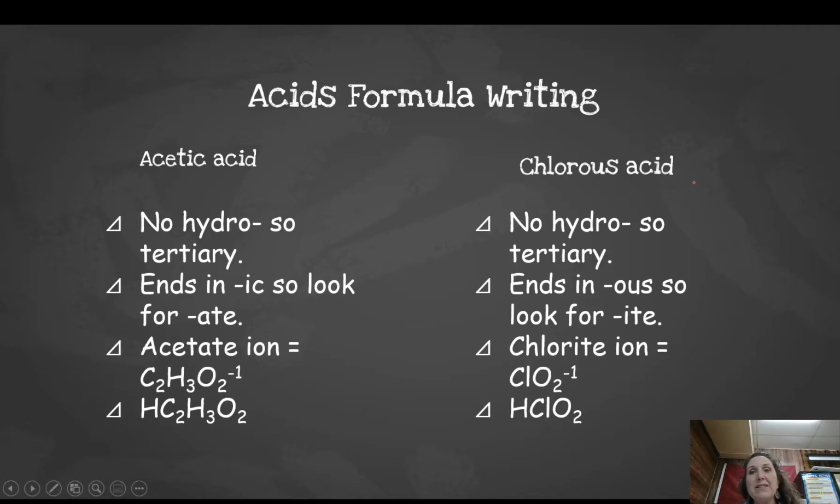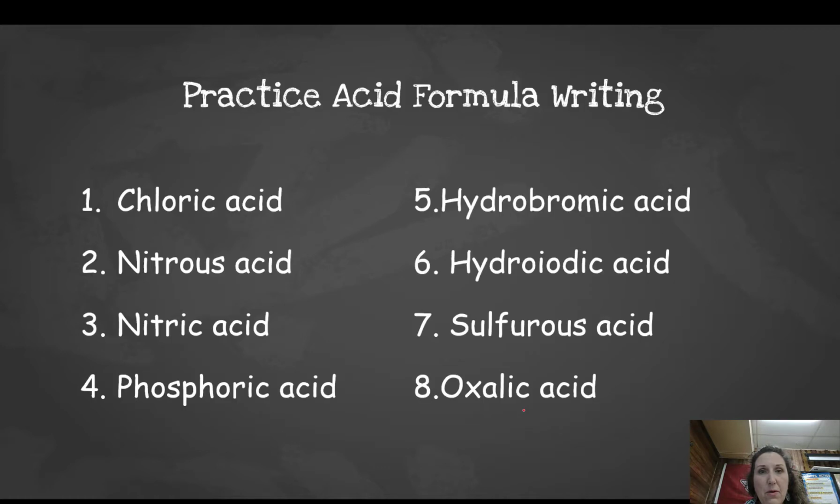All right, chlorous acid. No hydro, so we know it's ternary. It ends in ous, so we're going to exchange the ous for ite. So we're looking for chlorite. So we go to our chart, we look for chlorite, that's ClO2, and we know that it's a -1 ion, so we just need to add 1 hydrogen. All right, so now it is your time to do these items.